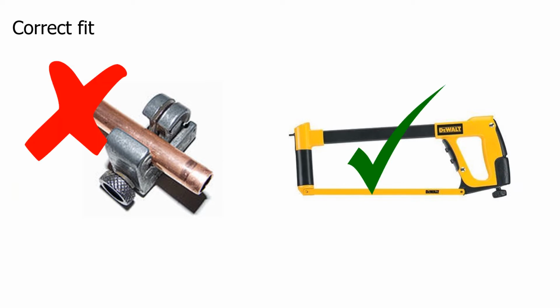Tube cutters can alter the mechanical properties of the tube. Use a hacksaw to cut the tube, especially if the joints require mechanical properties.